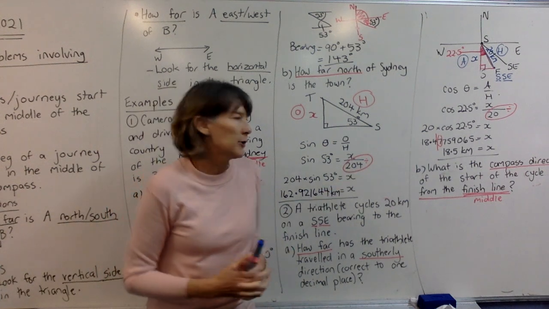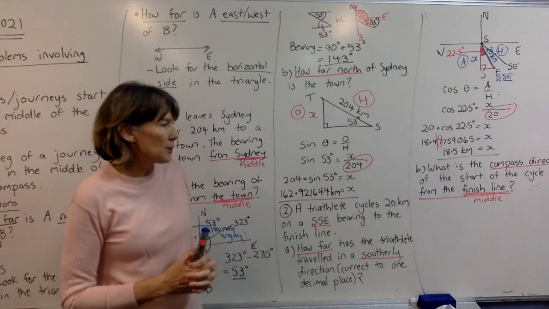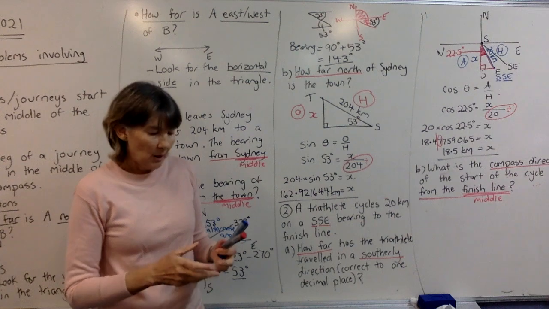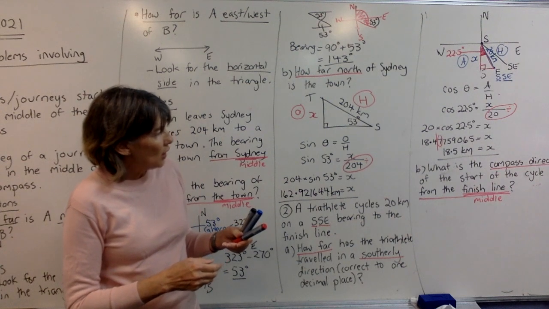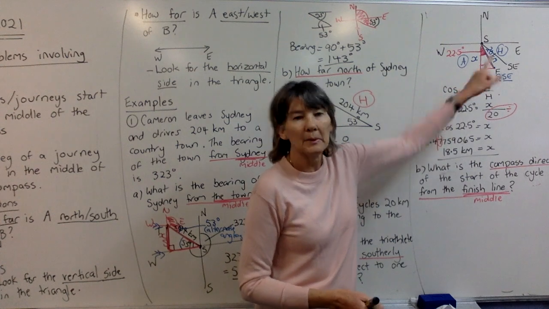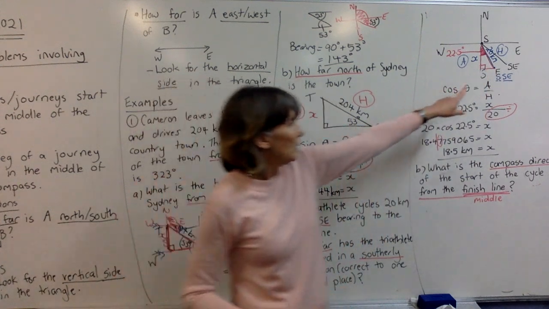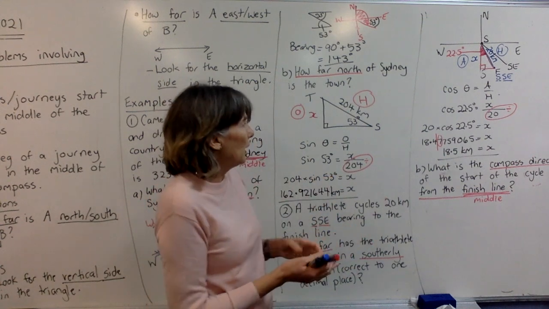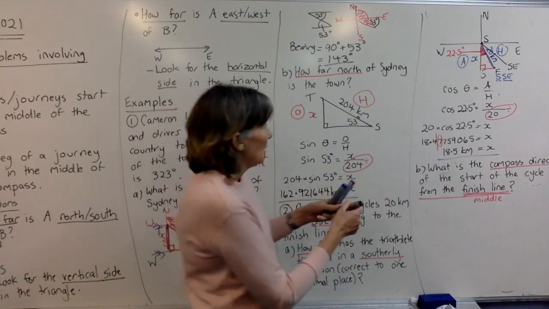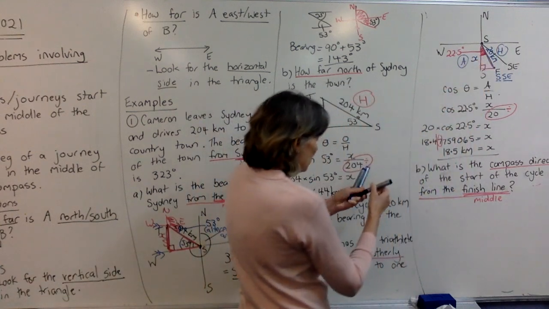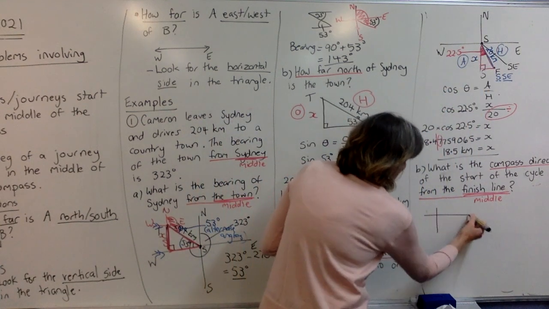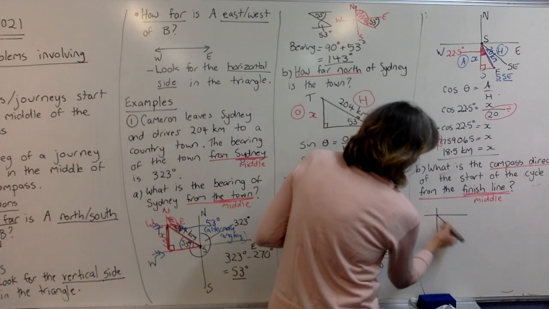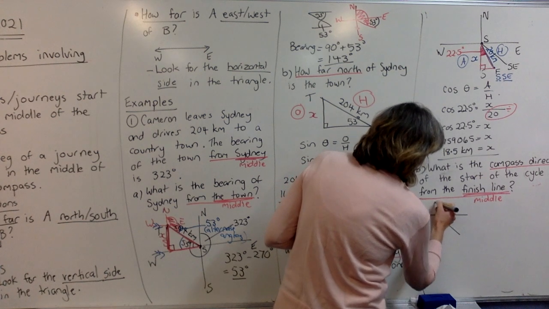Now the second part of the question says, what is the compass direction of the start of the cycle leg from the finish line? Okay, so because it's from the finish line, we have to have the finish line in the middle of the compass. And at the moment, the finish line is not in the middle of the compass. So I'm going to try and just redraw part of this diagram so it's not so messy. We can see most of our diagrams down here, so we don't need this part up the top so much. So if we just have a look at what we've got, that's the main bits of it at the moment.